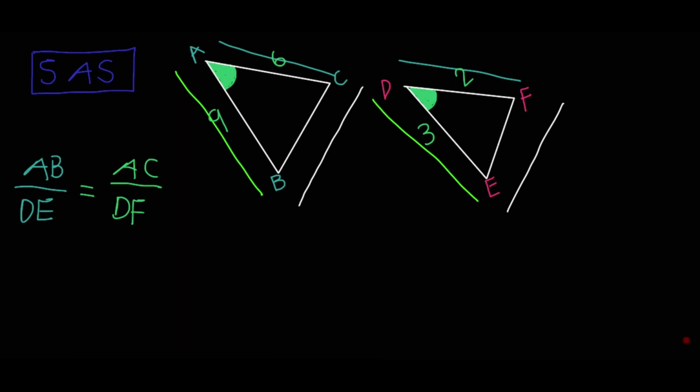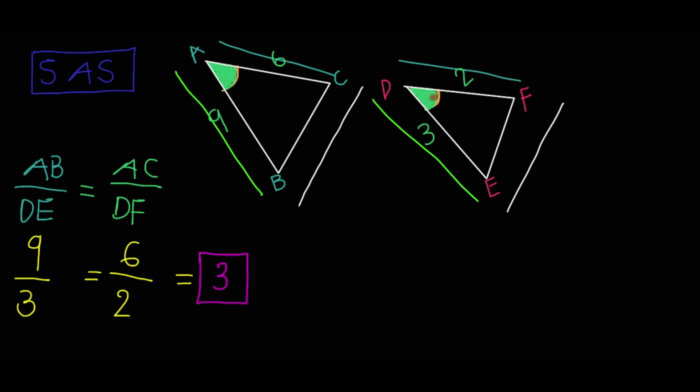Now let's check that those ratios are equal. AB is 9, and then DE is 3, AC is 6, and then DF is 2. 9 divided by 3 is 3, and then 6 divided by 2 is 3. So indeed these ratios are equal. Now in addition we have the included angle, and then these angles are equal. Angle A equals angle D.